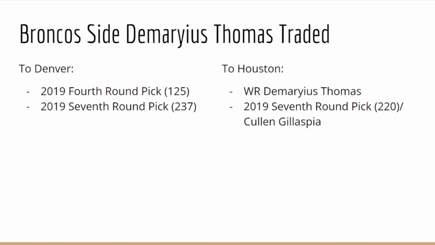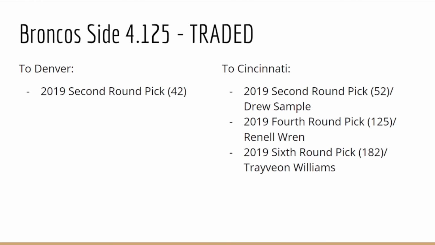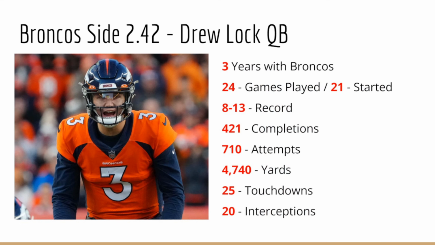Now, what do we use those 2 picks for? Well, we actually used that 4th round pick to trade up. We gave Cincinnati our 2nd round pick, 52nd overall, would end up being Drew Sample. That 4th round pick, 125th overall, would be Renell Wren. And that 6th round pick, 182nd overall, which would be Travion Williams. And who do we select with that 2nd round pick, 42nd overall? Well, it'd be none other than quarterback Drew Lock.